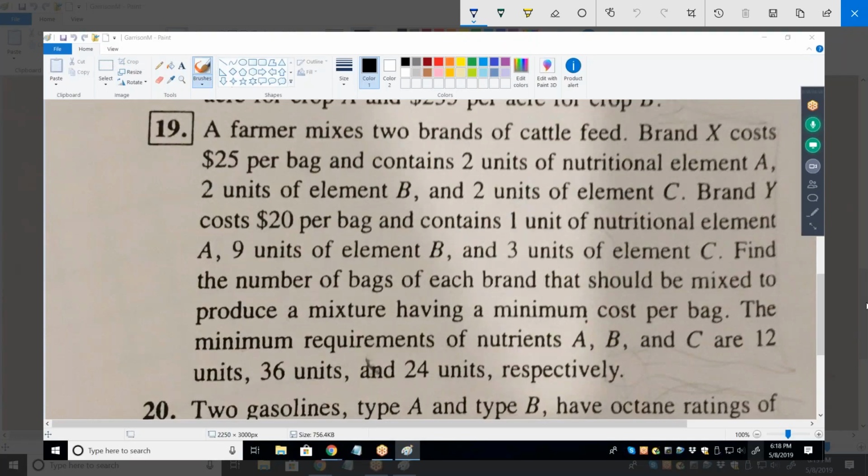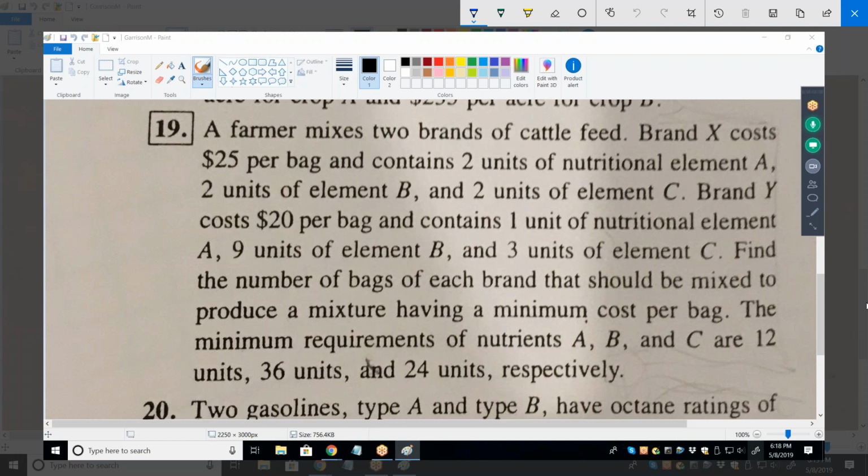Flour mixes 2 brands of kettle feed. Brand X costs 25 per bag and contains 2 units, 2. Brand Y costs 20 and contains 1, 9, and 3. Find the number of bags of each brand that should be mixed to produce a mixture having a minimum cost per bag. So we're trying to find a minimum here. The minimum requirements of nutrients A, B, C.